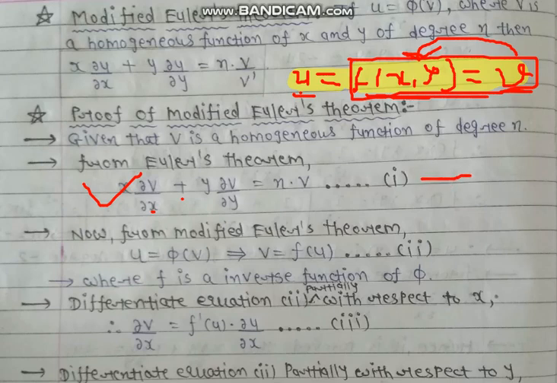Now we can say that by this statement u is a function of v. If u is a function of v, then v is equal to f of u. So f and phi are both inverses of each other. That's why f is the inverse function of phi. Clear?